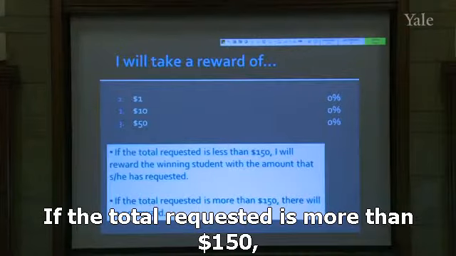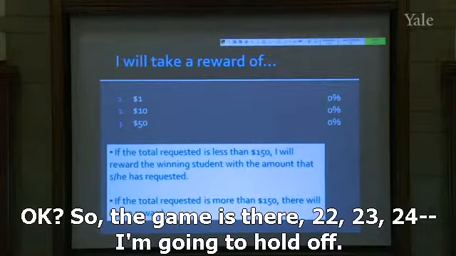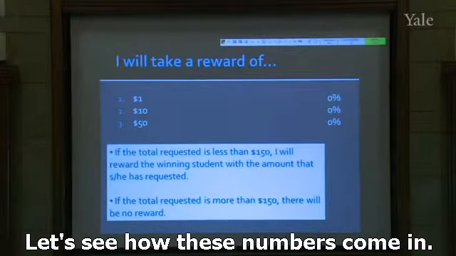If the total requested is more than $150, tragedy of the commons: the bank goes bust, too many requests, no reward, okay? So the game is there, 22, 23, 24. I'm going to hold off. I want a lot of responses to this game. Let's see how these numbers come in.